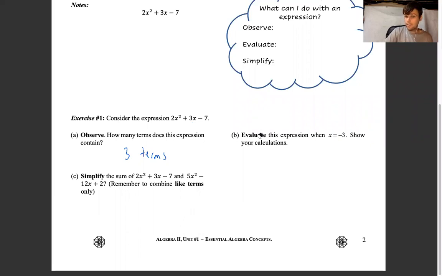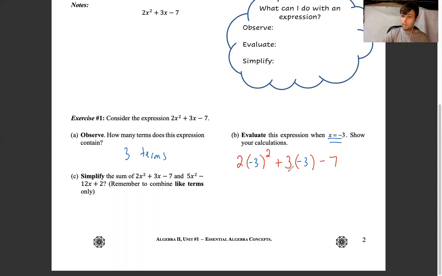All right, next is evaluate. So we're going to evaluate this expression for x equals negative 3. So again, I'm going to rewrite my expression, but I'm going to use open parentheses anywhere my variables were. So 2 parentheses, that's where that x was, to the second power, plus 3x, again, open parentheses there, minus 7. So this is the same expression that we used before, so we should be pretty familiar with it. We're going to evaluate it for x equals negative 3. So where these x's were, we have our open parentheses, we're going to be putting in negative 3.